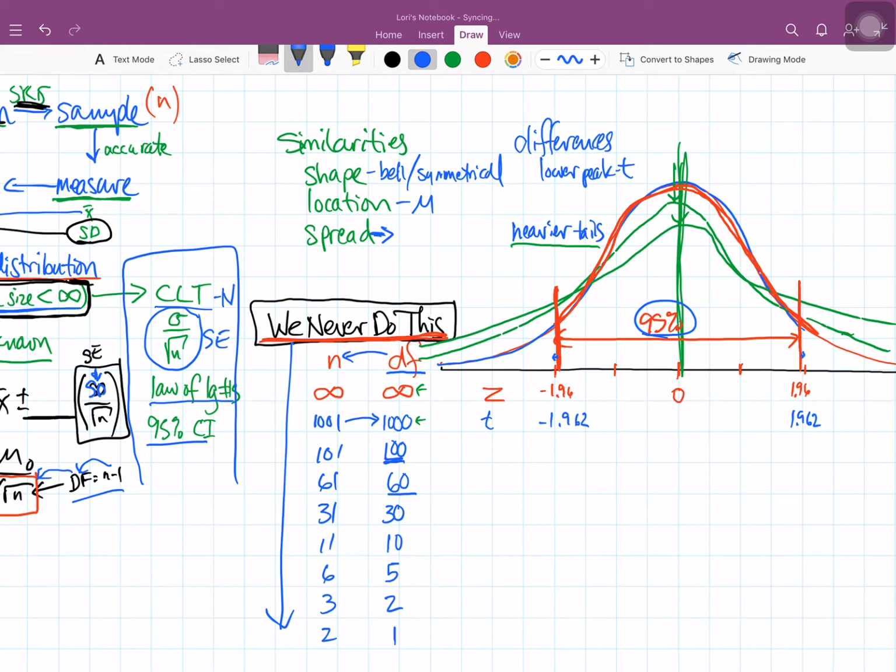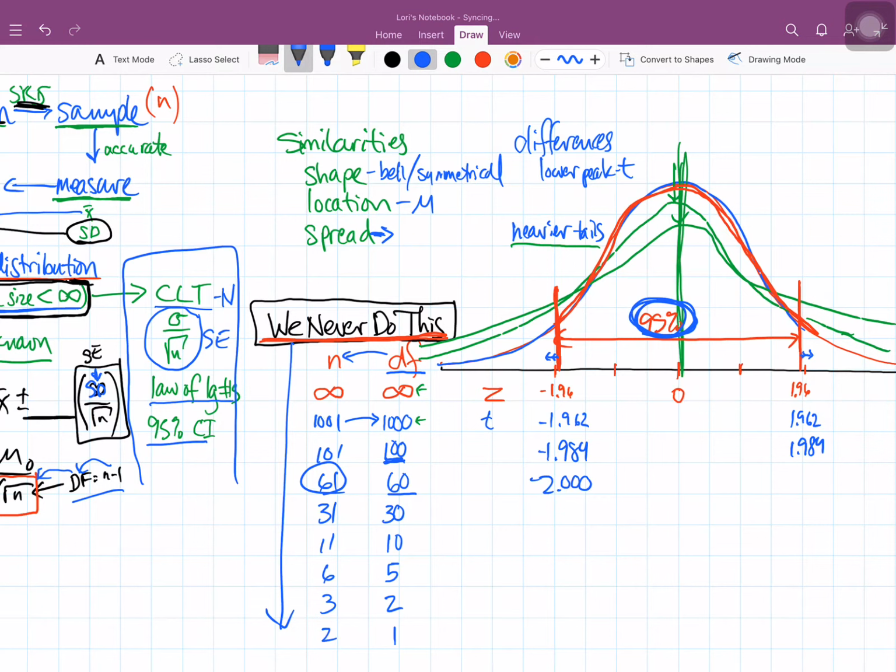Let's look at a sample size of 101, or degrees of freedom of 100, and the t value that I need in order to capture this same 95% of the area under the curve is now negative 1.984 to positive 1.984, and hopefully you'll see that that has spread even a little bit farther. Those arrows are not to scale, by the way. If I have a sample size of 61, and I like 61, it is a prime number, that gives us 60 degrees of freedom, and this is the point where the t value that captures 95% of the area under the curve is exactly equal to 2.000.